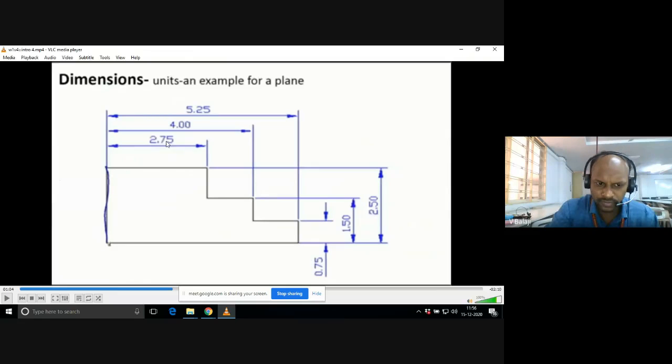And from the same end, the first step, the length is 4. So again, from the first dimension line to the second dimension line, you need to maintain a 1 centimeter gap. Again on the dimension line, you have to keep the value 4 millimeters. Is it clear now?